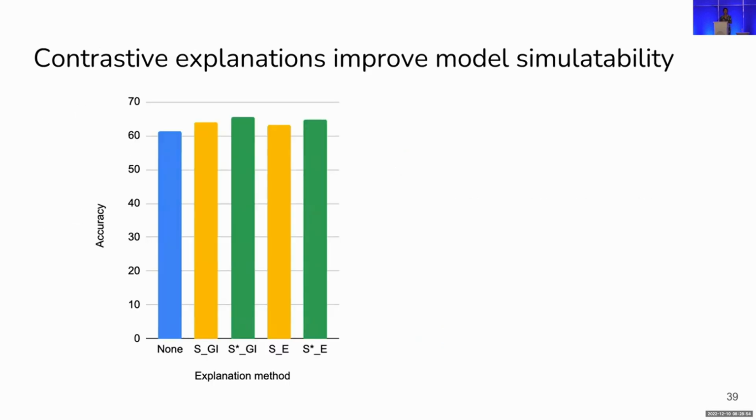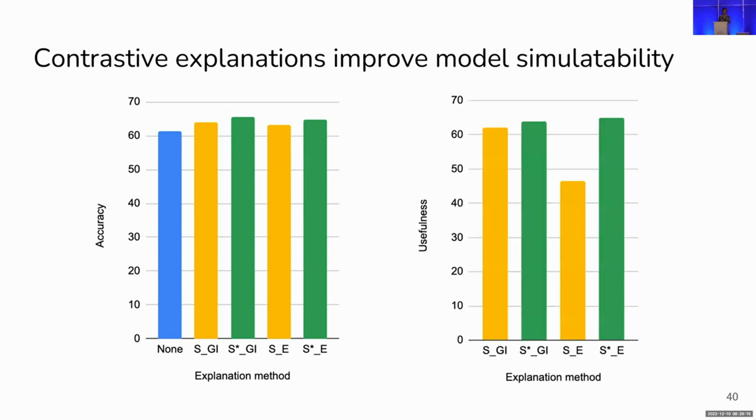Our study shows that users are more accurate in simulating model behavior when they are given some explanation compared to no explanation at all. But it also shows that for each explanation method, the users are more accurate when they are given the contrastive explanation compared to the non-contrastive one. The difference here is also statistically significant. We also find that contrastive explanations are statistically significantly more useful as self-reported by the users in our study. So overall, contrastive explanations improve model simulatability, which is one important facet of evaluating interpretability methods.